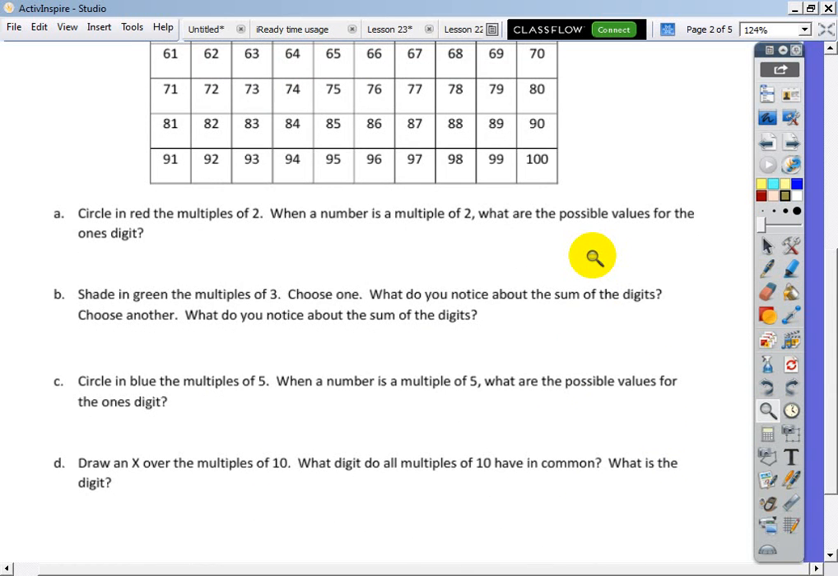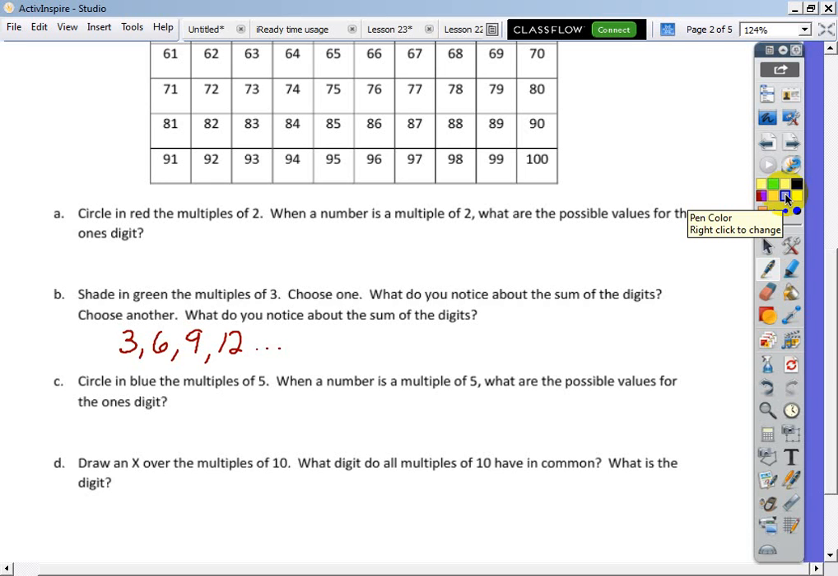Next, shade in green the multiples of 3. As you count by 3, you'd shade all these greens. So 3, 6, 9, 12. All the multiples of 3 get shaded green. Don't obliterate it with green. Don't just take a green pen and just go at it. Where's a multiple of 3?